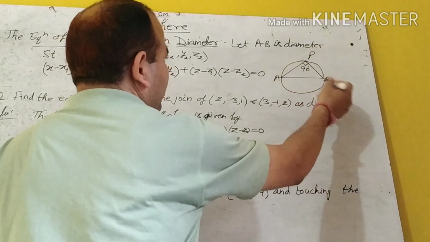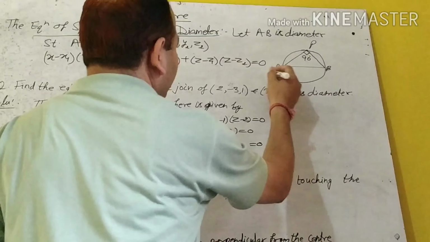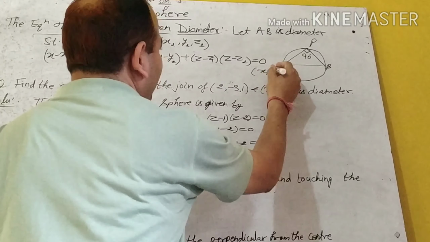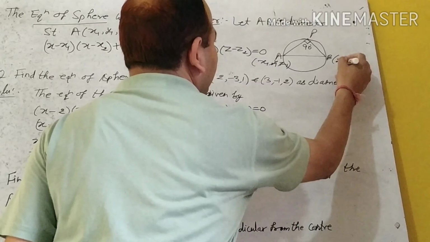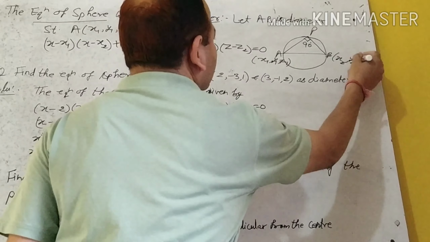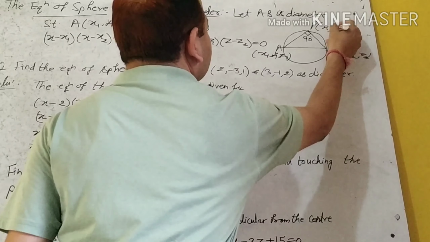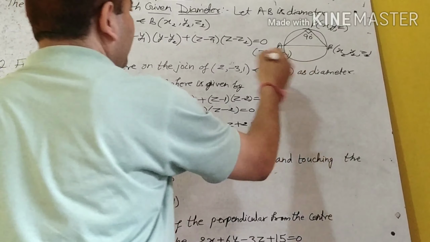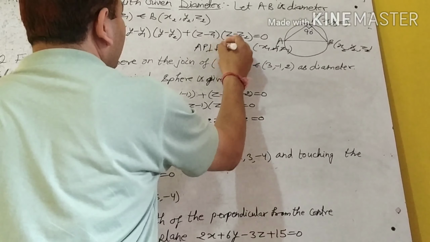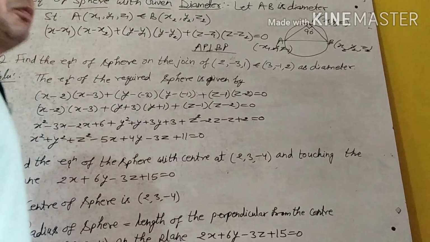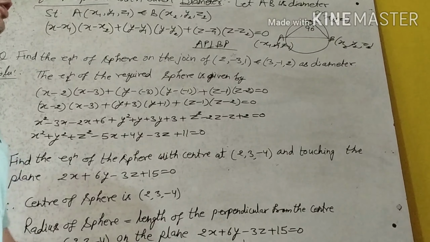So AP and BP both will be perpendicular to each other, where the coordinate of A is x1, y1, z1, the coordinate of B is x2, y2, z2, and let the coordinate of P be x, y, z. Now AP is perpendicular to BP, so the product of their direction ratios, A1 A2 plus B1 B2 plus C1 C2, equals 0.